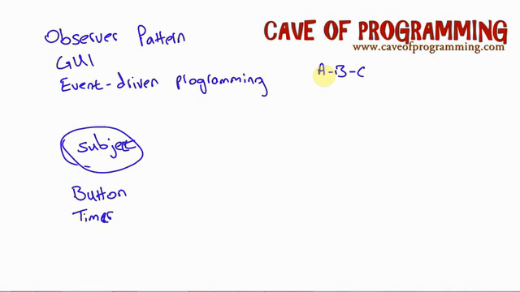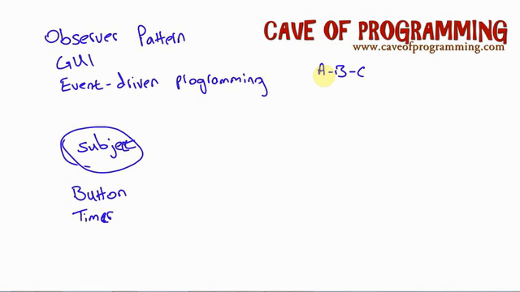So the program's doing its own thing, minding its own business, processing input and other stuff. It's doing whatever it's doing, and then someone's going to click the button and something will happen in the button object that it then has to respond to. That's event-driven programming, and this is where the observer pattern applies. So how can we actually do this in practice?